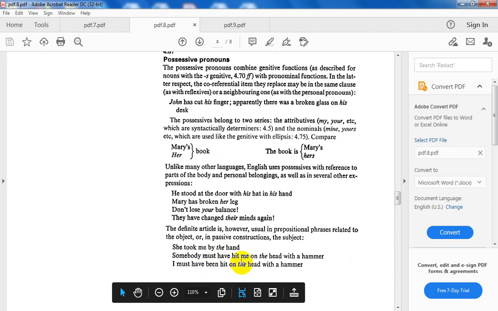Somebody must have hit me on the head, meaning on my head, with a hammer. This is in the active. But in the passive construction: I must have been hit on the head with a hammer, meaning on my head. This my refers back to what? We took the my from I, the subject.